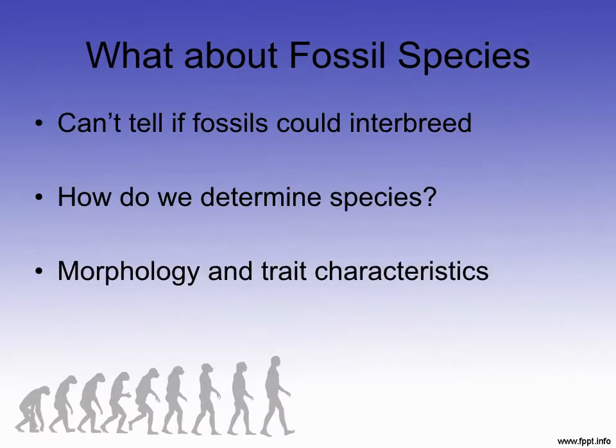What about fossil species? Later on in the quarter, we're going to be talking about paleoanthropology and looking at the fossil record. We can't tell if fossils could interbreed, so how do we determine species? We can look at time, geographic distance, but we don't know for sure that fossils that are separated by 300,000 years and 10,000 miles could or could not interbreed. So we look at morphology and the characteristics.